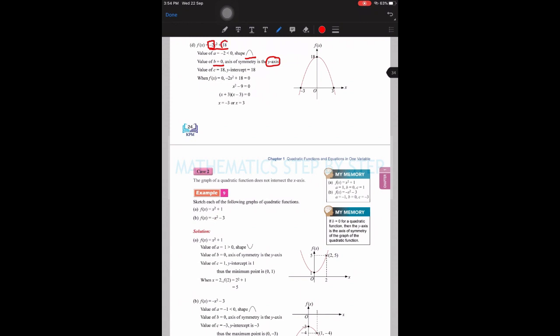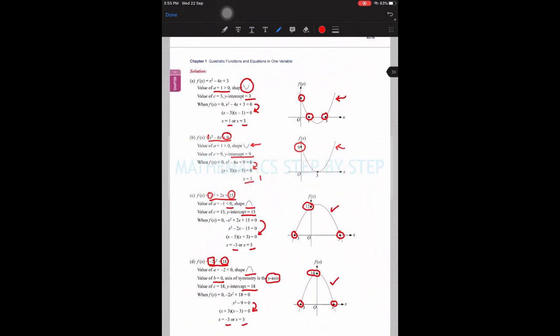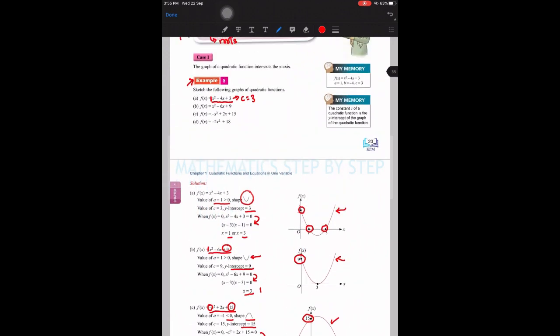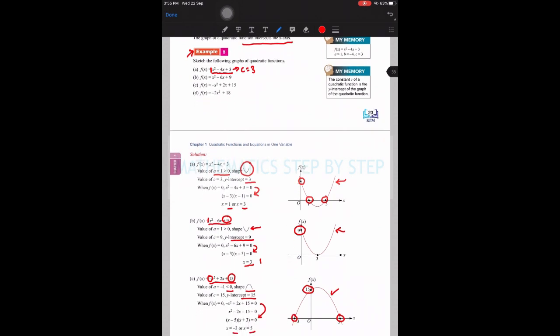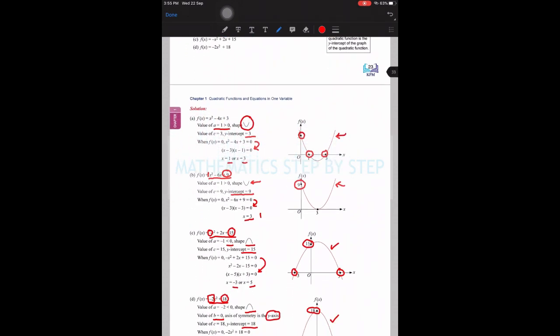c equals 18, so we know that the y-intercept is 18. Again, we use the factorization method and we found two roots. These are the roots, this is the y-intercept, and we know the shape of the graph, so we can sketch it. All these are for the case where the function does intersect the x-axis, either at 1 or 2 points.